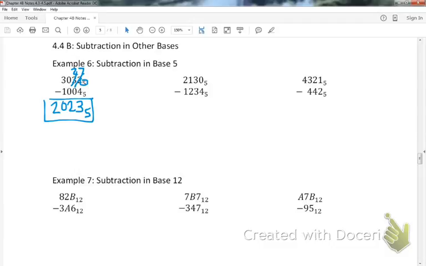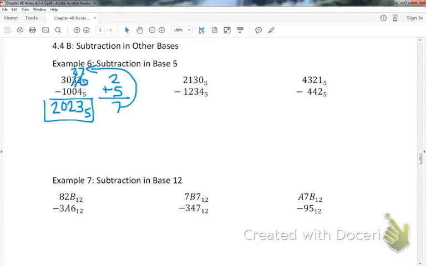So back to that borrowing scenario, what we're really doing is borrowing the base. So the 2 that's in that column, what we're adding to it is the base itself. We're borrowing one of the bases. And that's where I got the 7 that ended up here.